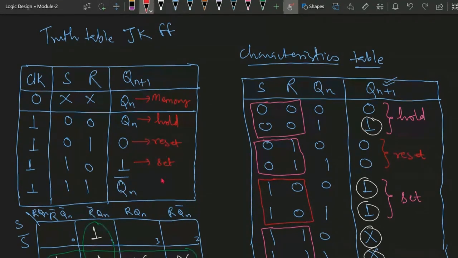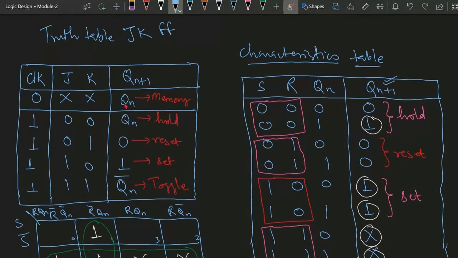Toggling mode in the sense that the output will be the complement of the current state. So Qn is the current state, then Qn plus 1, that is the next state, will be the toggling of the previous state, that is the current state Qn. And the remaining things will be like here; it is JK, so it will be J and K. So this is the truth table for JK.